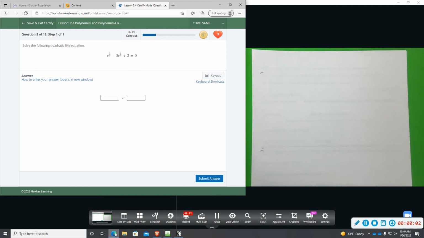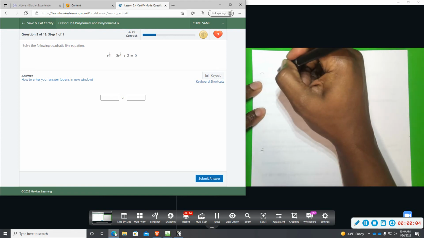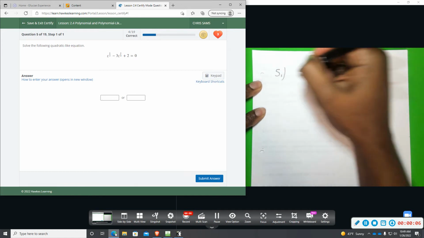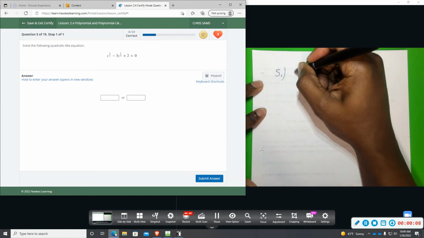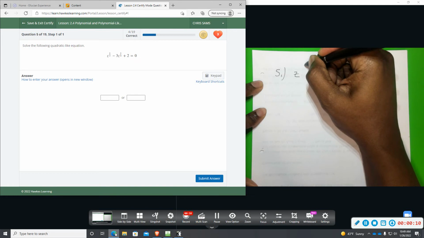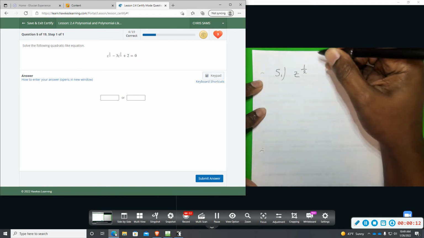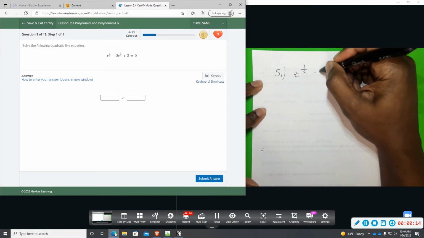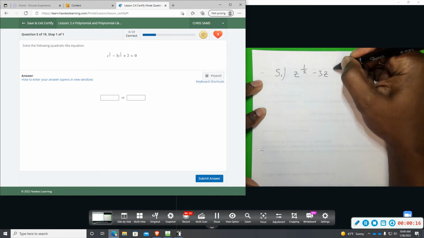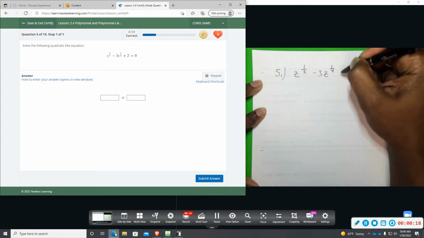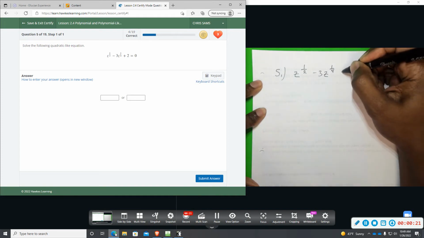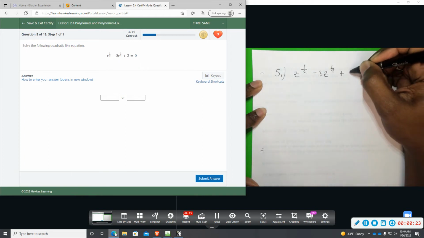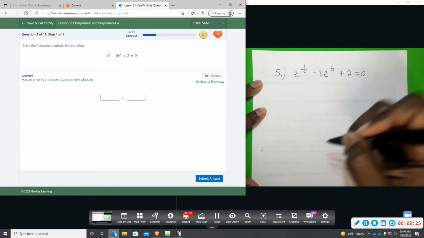Number 5, this one looks similar to problem number 4. And again, this one is also in that form of quadratic. We have z to the 1/2 power minus 3z to the 1/4 power plus 2 equals 0.